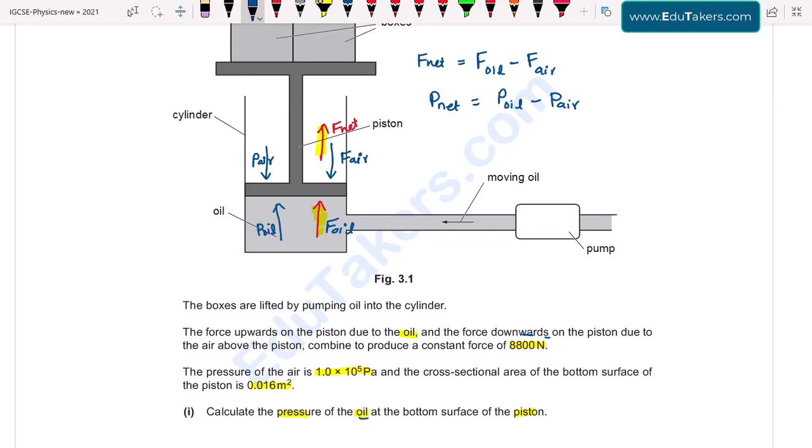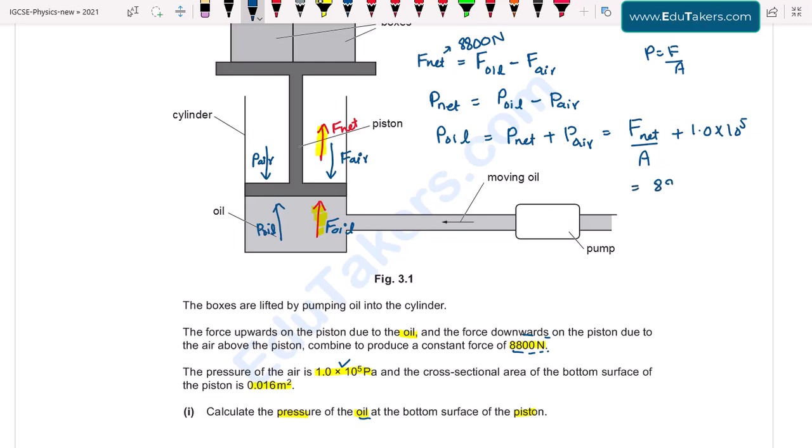So in the question we have to calculate the pressure due to oil. I separate it. Pressure due to oil will be equal to net pressure plus the pressure due to air. So we know that pressure is equal to force per unit area. So net pressure, I write here F net divided by area, plus air pressure, which is given and is equal to 1.0 into 10 to the power 5 Pascal. And this net force is equal to 8800 newtons, which is given here. So I write here 8800 divided by the cross section, which is given, equal to 0.016, plus 1.0 into 10 to the power 5. So the pressure due to the oil comes to be 6.5 into 10 to the power 5 Pascal.